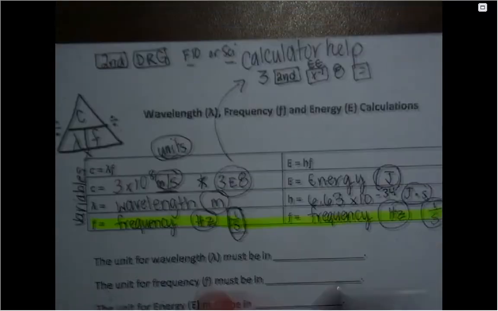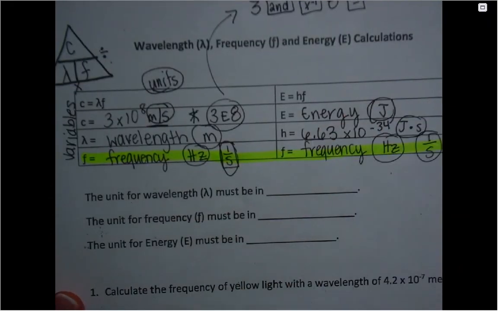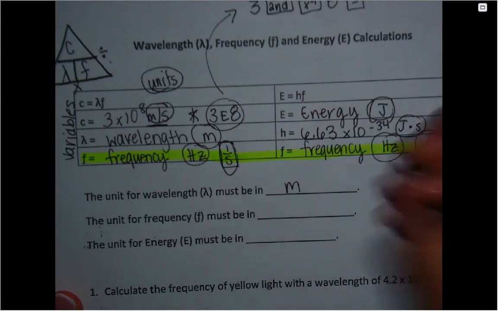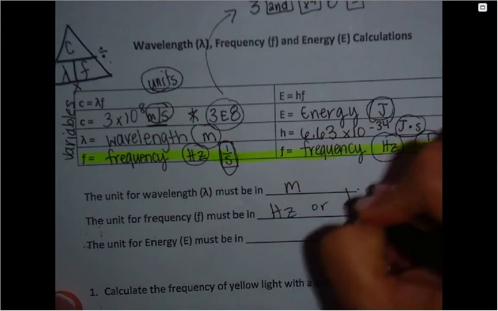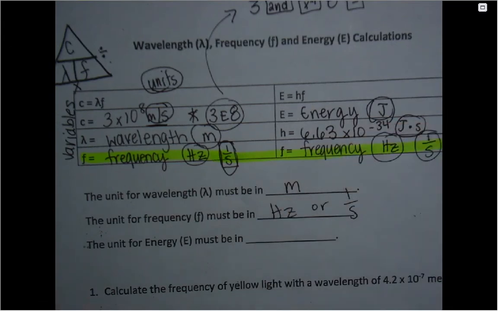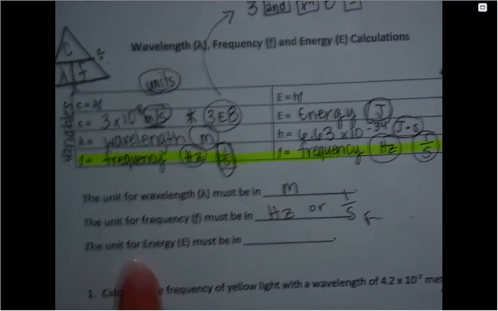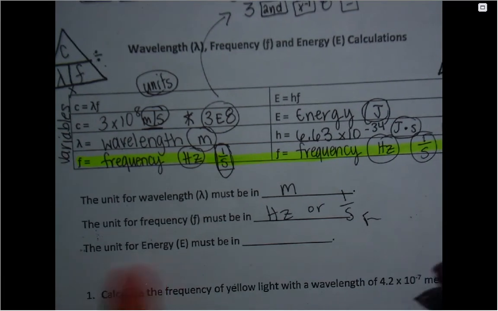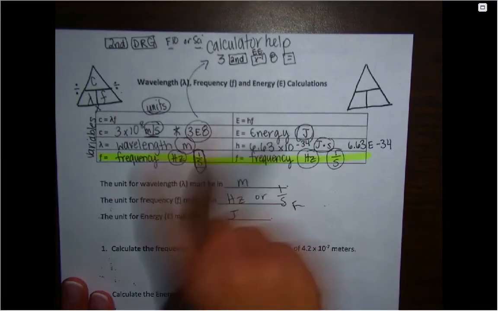The unit for wavelength must be in, what did I just say? What does wavelength have to be in? Meters. Meters, good. What is the unit for frequency? Hertz, or 1 over S, which means it has to be per second. That's what's important to you, the time part. Per second. If it's in per minute, you got to change it. What is the unit for energy? Joules.